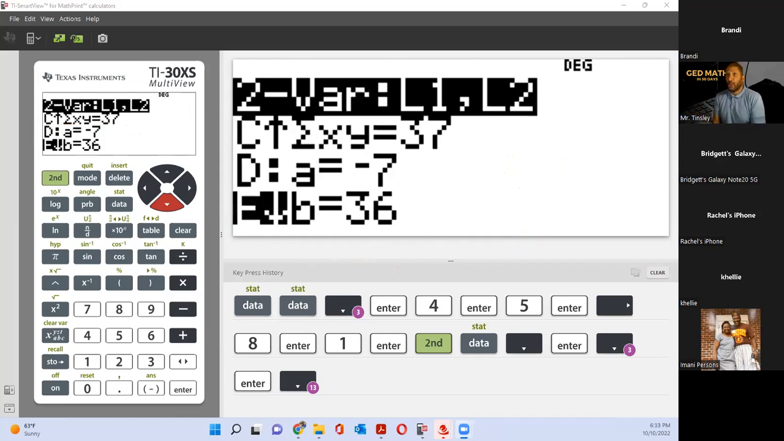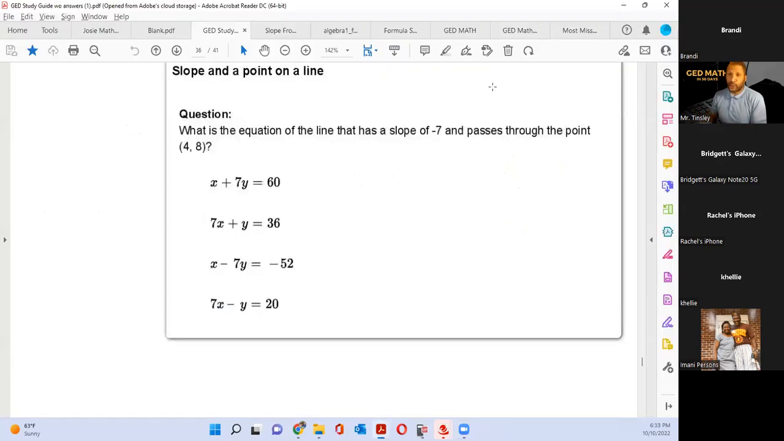The point is (4, 8), and the slope is -7. What's the equation? Have you ever used that at work? I haven't. Well, yes, I have, because I'm a math teacher, but most people don't use it, right? Nope. So in this case, what I'm trying to show you is why I created the ebook: to show you how to do the harder problems in less than a minute.